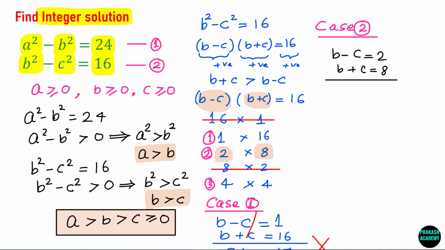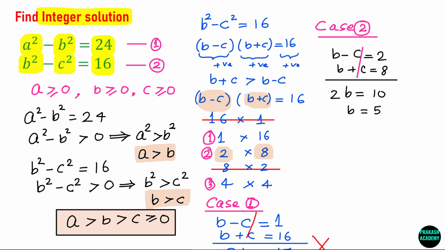So c gets cancelled out, and you will have 2b is equal to 10. This means b is equal to 5. Makes sense because b is an integer, so this seems to be an acceptable solution.